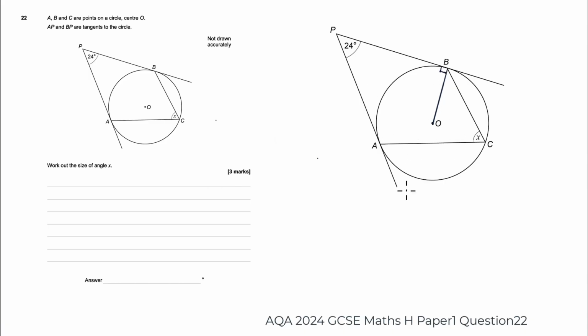And there's also this other tangent. There's the point of contact A, and the radius to the centre will be at right angles to it. So let's draw that line in.